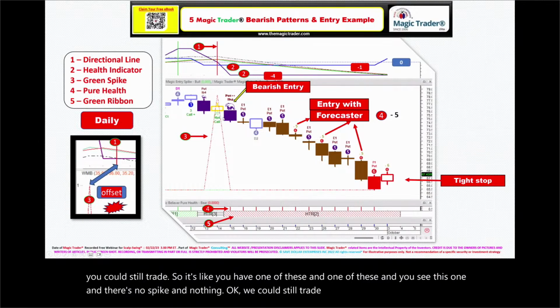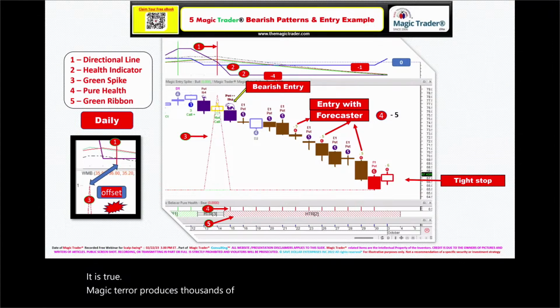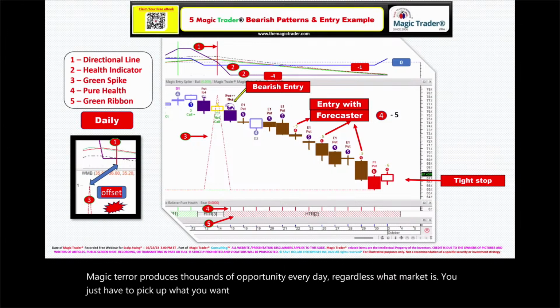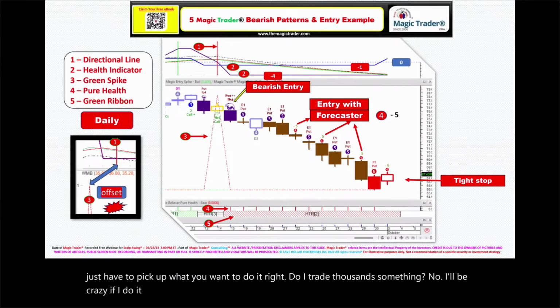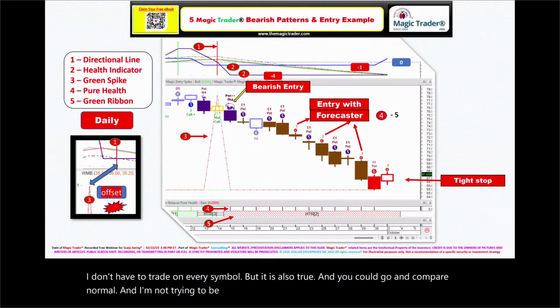So it is true. Magic Trader produces thousands of opportunities every day, regardless of what the market is. You just have to pick what you want to do, right? Do I trade thousands of things? No, I'd be crazy if I did. I pick my spot where I feel comfortable, and you could do the same thing. So I don't have to trade on every symbol, but it is also true, and you could go and compare, and I'm not trying to be a salesman, it is a fact.